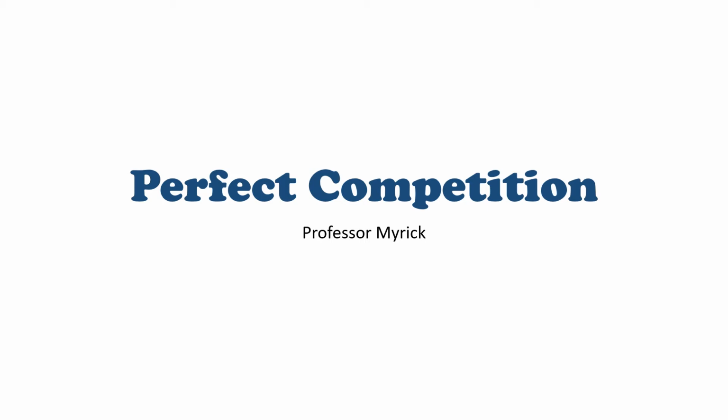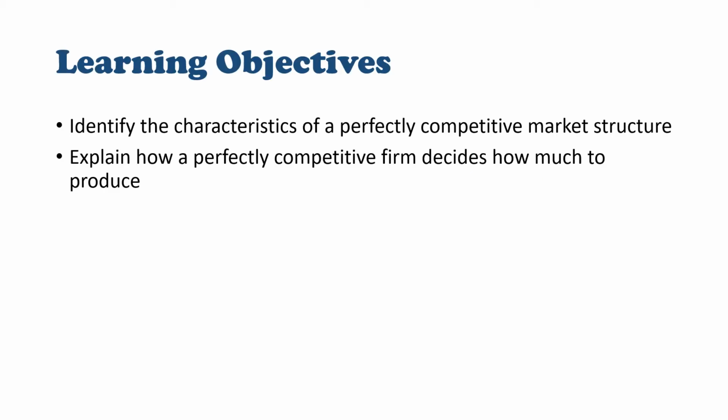In this video I will be talking about perfect competition. In economics, you have two extreme market structures. On one hand, you have perfect competition, and on the other hand, you have monopolies. The learning objectives for this video are to identify the characteristics of a perfectly competitive market structure, and explain how a perfectly competitive firm decides how much to produce.